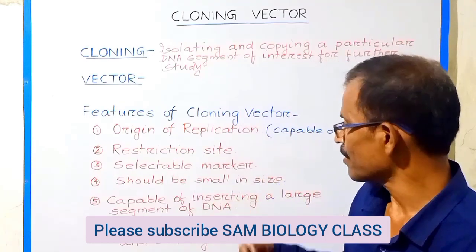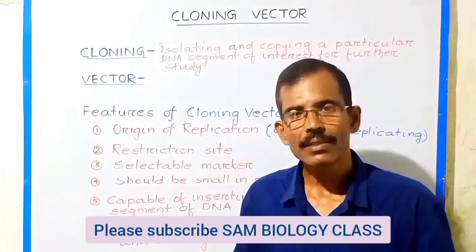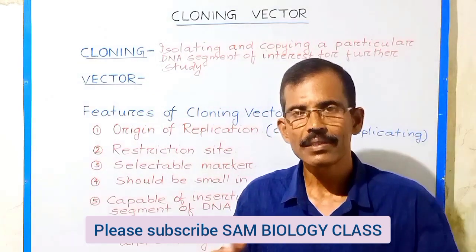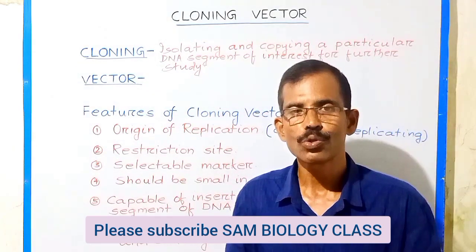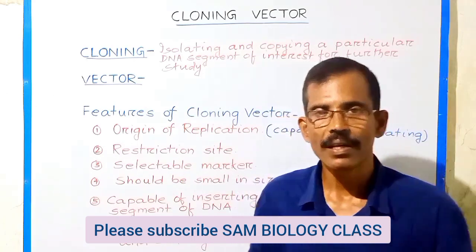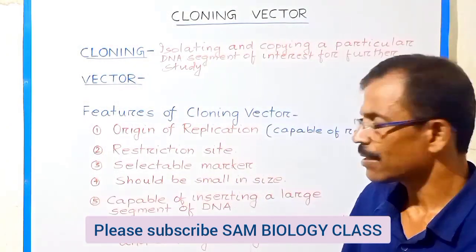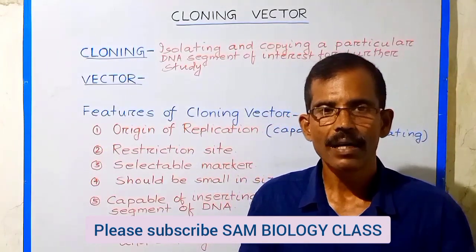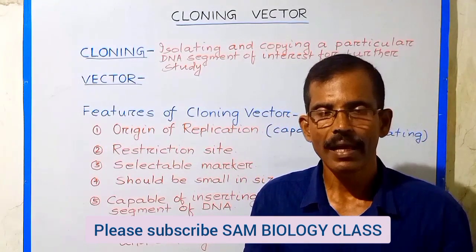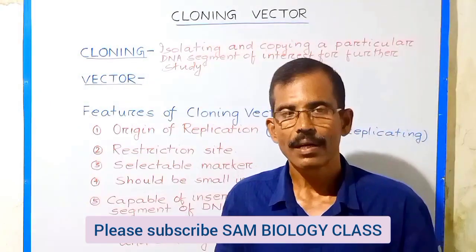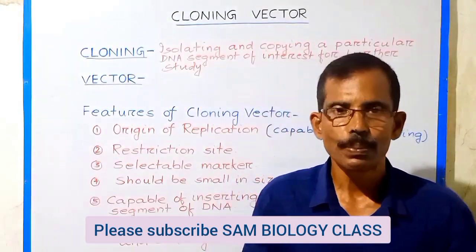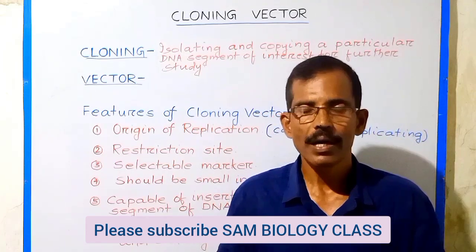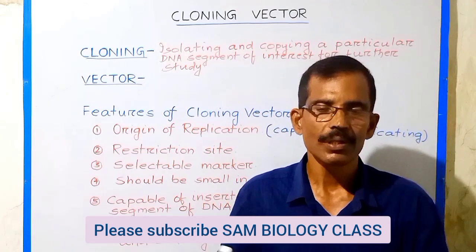And the fourth one is that the cloning vector should be small in size so that it can be easily integrated into the host system. Further, the cloning vector should be capable of inserting a large segment of DNA. And finally, the cloning vector should be capable of working in both prokaryotic and eukaryotic systems.